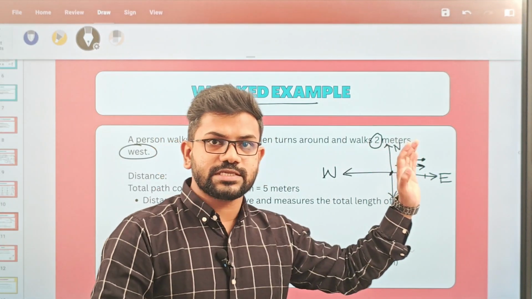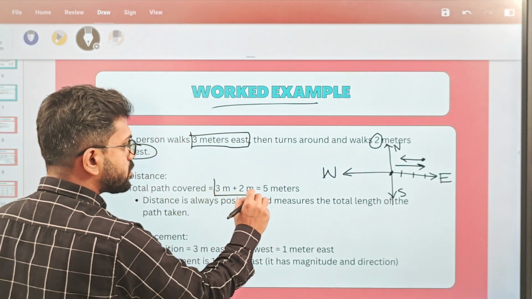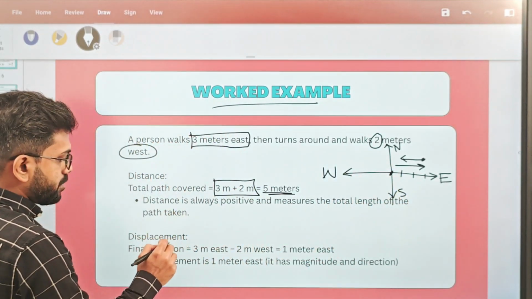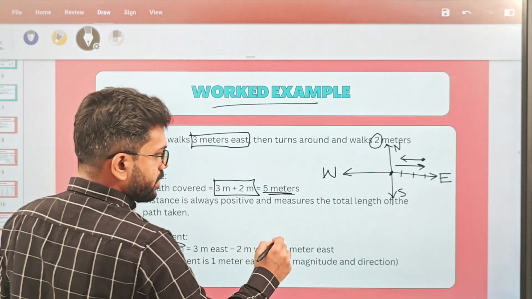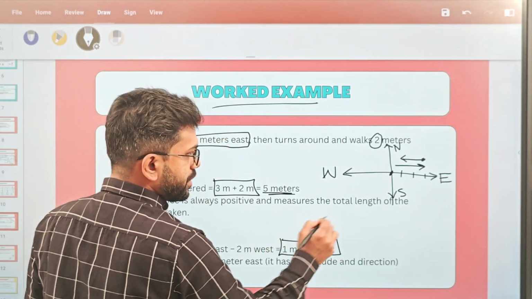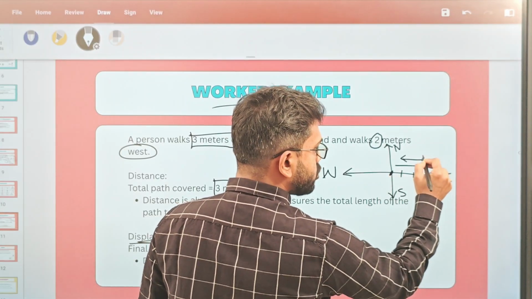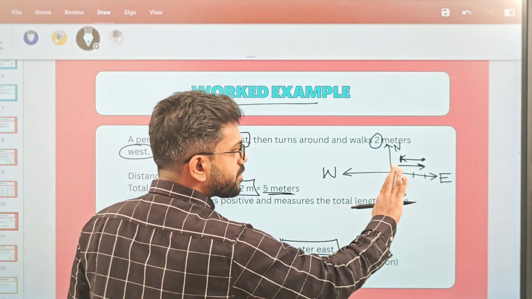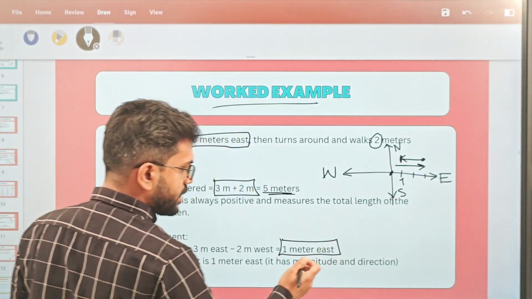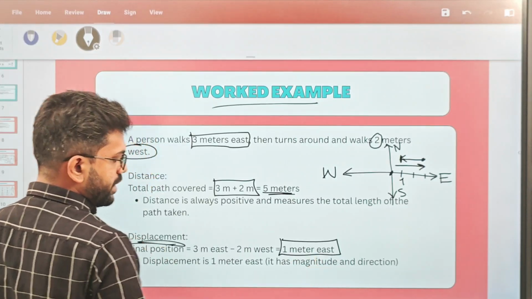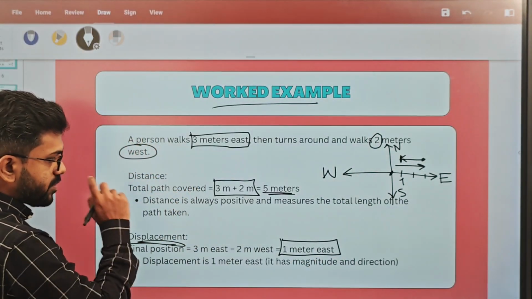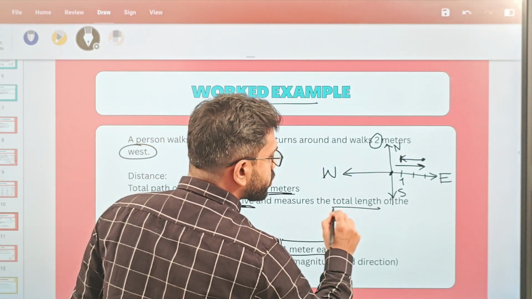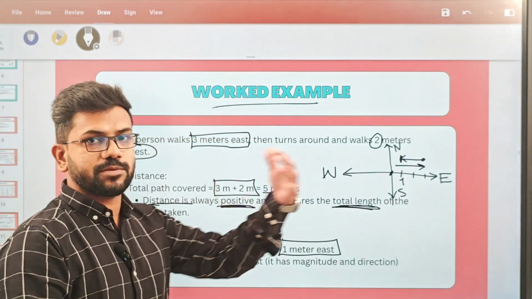The total distance you have covered is 3 plus 2, 5 meters. Okay. On the other hand, if you are talking about displacement, you just covered 1 meter due east. If you look at the diagram, it's 3, then 2 minus, you are coming to this position. This is basically 1 meter. 1 meter from the original position due east. So your displacement is 1 meter due east. Okay. Another key point that you'll have to notice here is that distance is always positive, and it measures the total length of the path that someone has taken.